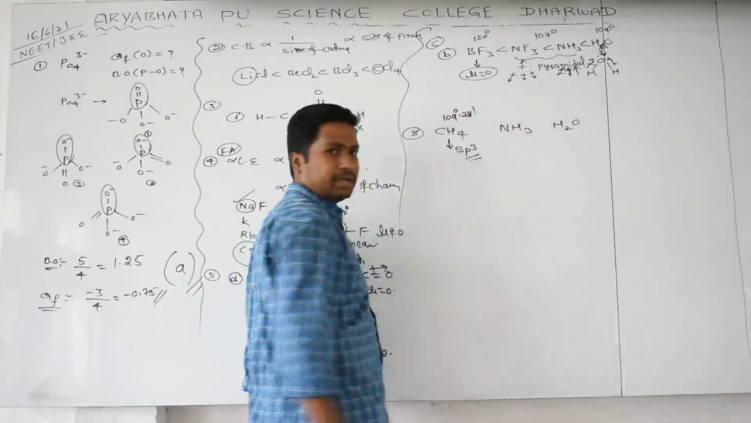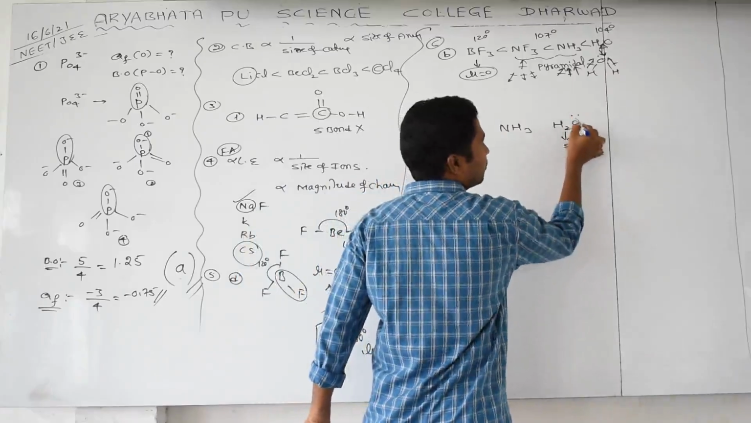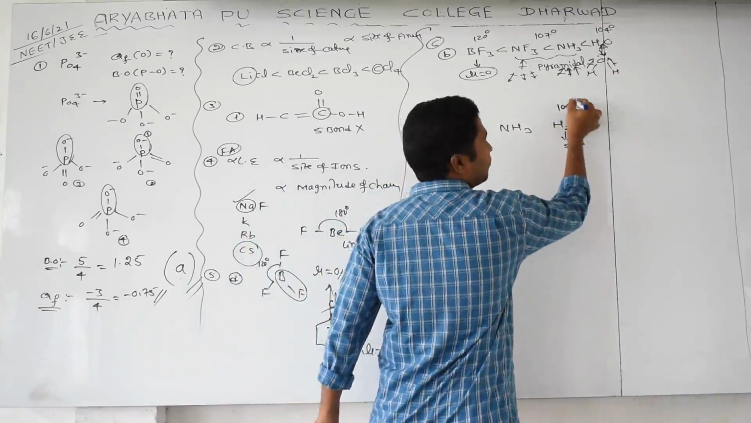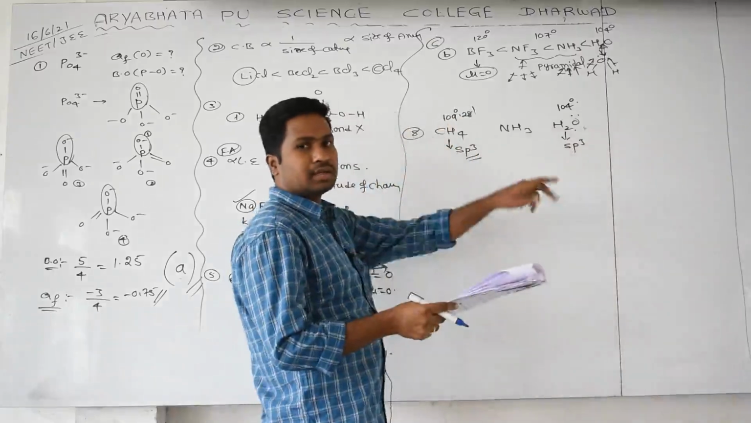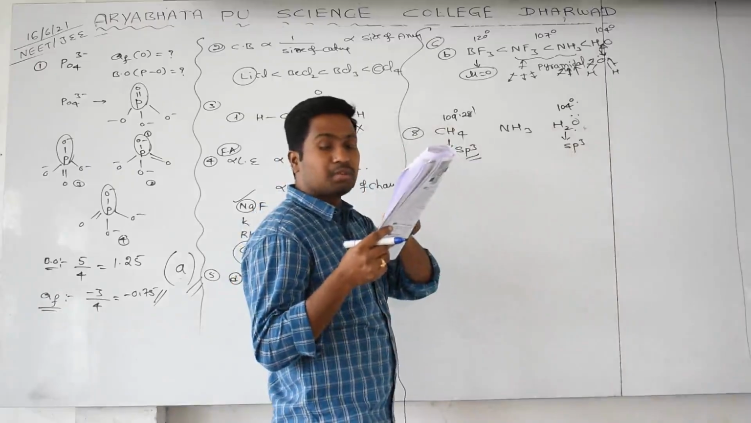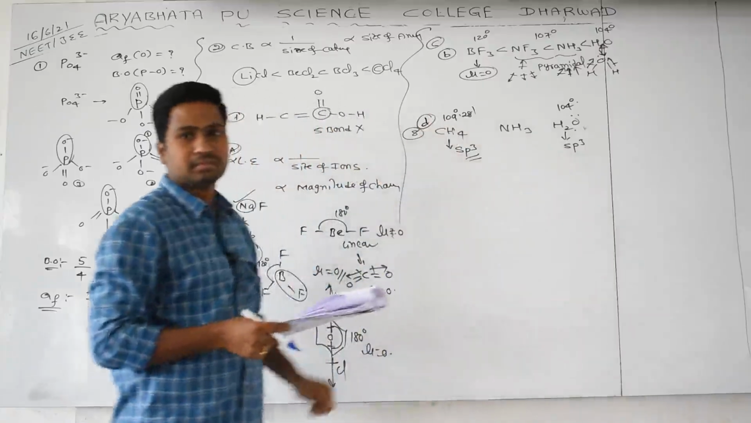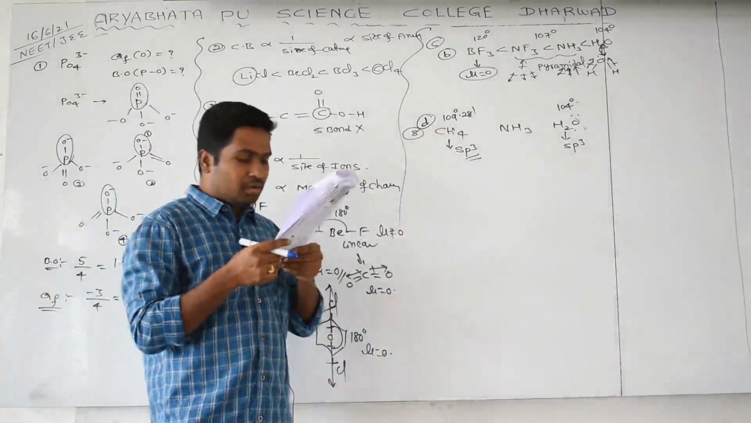108 degrees 28 minutes. Here also, which hybridization is going on? sp3, but we have two lone pairs, that's why the bond angle is coming to about 104 degrees. Actually, water has a smaller bond angle than CH4, but the statement given says water has the larger bond angle, that's why it is the wrong statement, option D. Are you clear? Yes. Go for next.